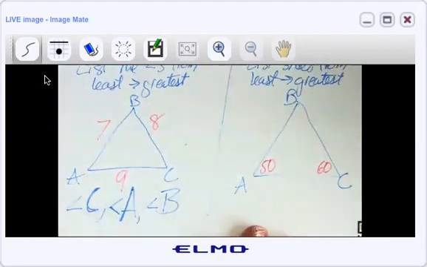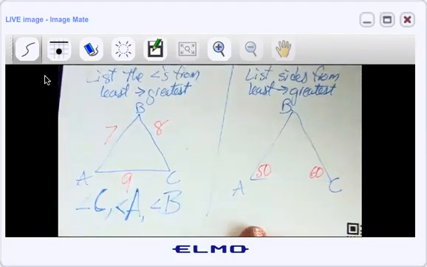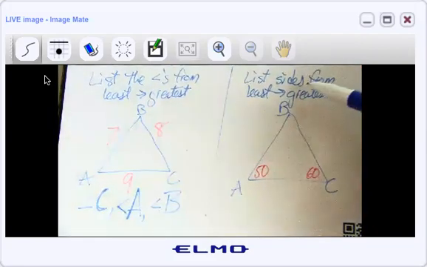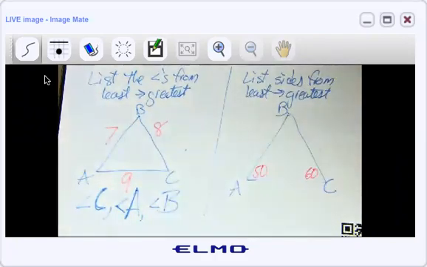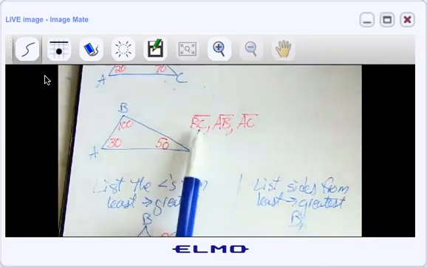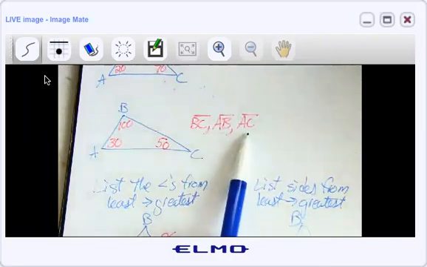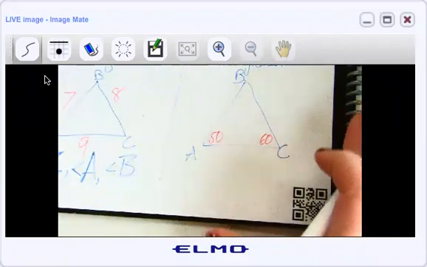The second one, ladies and gentlemen, I did not ask you to order the angles. You're going to list the sides. So your answer should not be just angles for the second one. It's got to be side lengths, just like we did right here. See how we listed side lengths from least to greatest? That's what you're doing with this one. Sides from least to greatest.